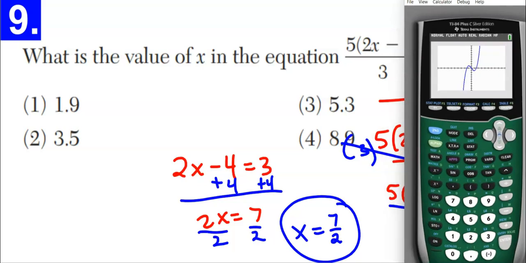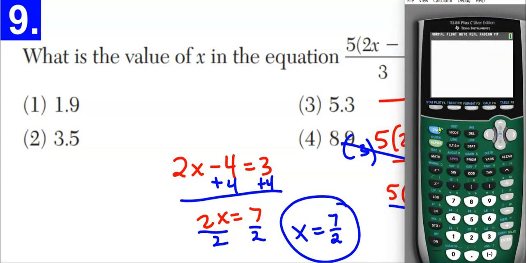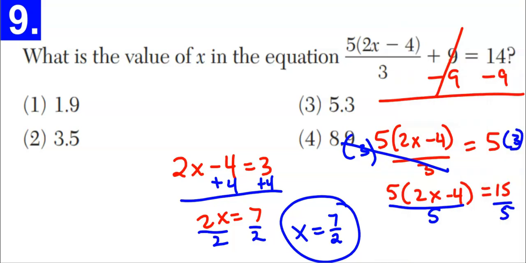If you're not sure what that is, you turn your calculator on, you quit out of any function you're using, and you simply type 7 divided by 2, and you can get your answer. So 3.5. It doesn't hurt to check it on a calculator.